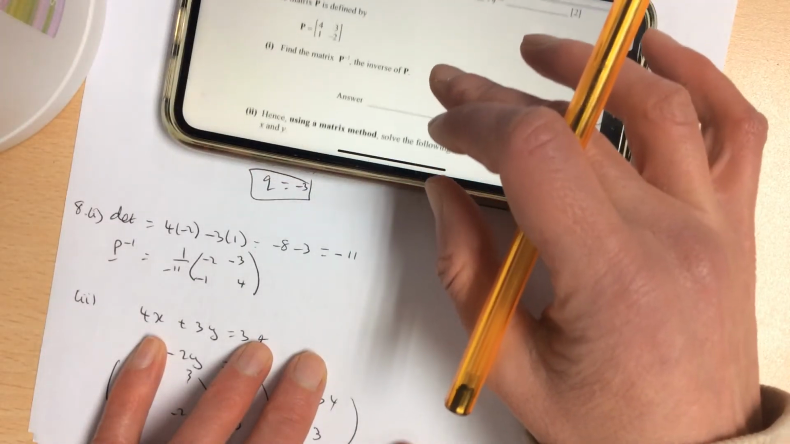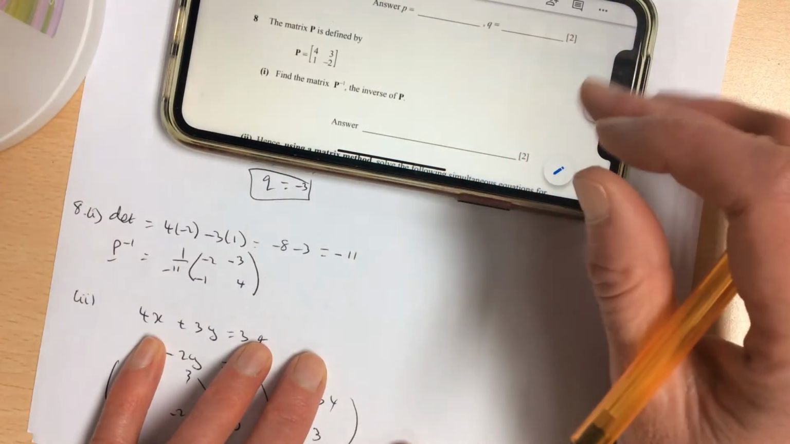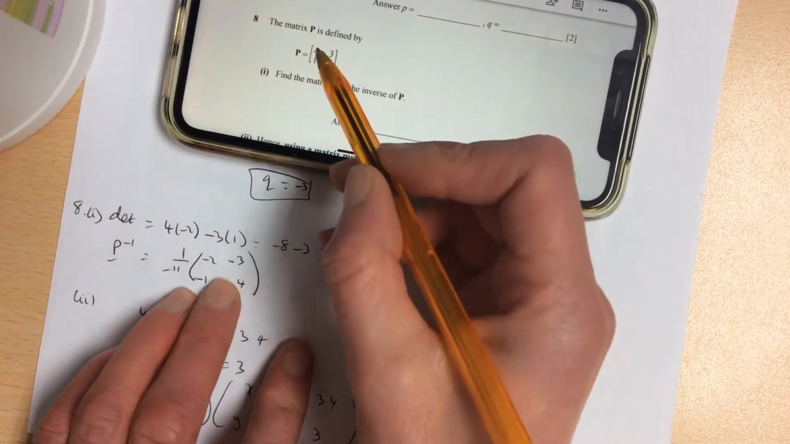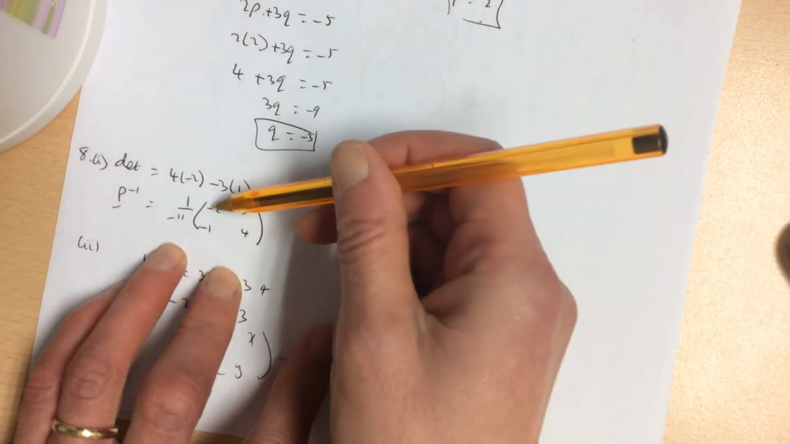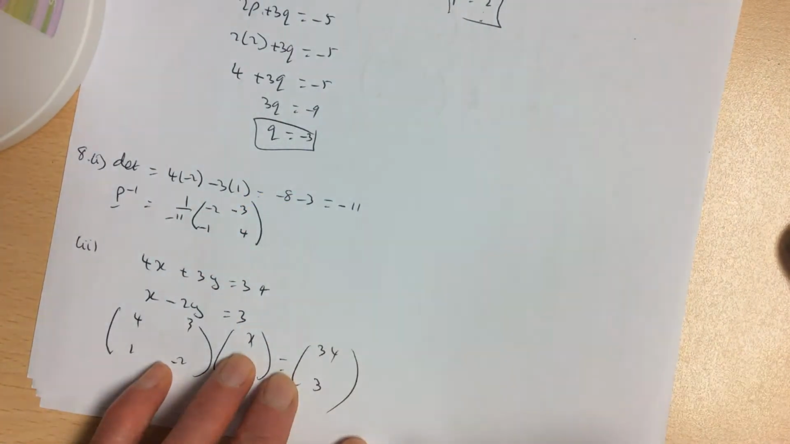Number 8 is find the inverse of this. So I need the determinant. So it's main diagonal minus 8, take away 3. So it's 1 over inverse. Switch the main diagonal and change the signs in the sub. And that's that one done.